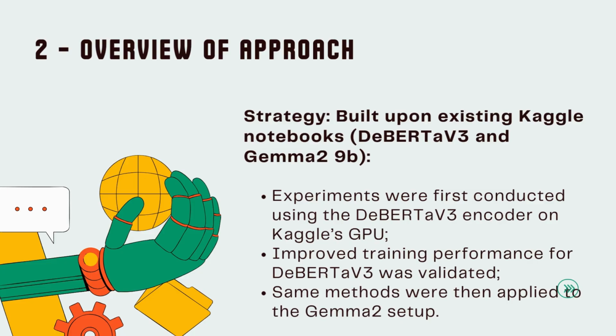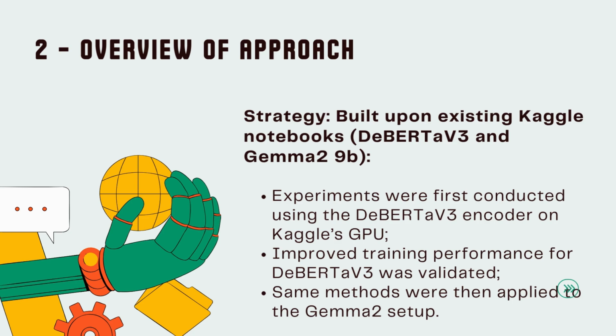Our approach to this problem is building upon existing Kaggle notebook solutions, be it DeBERTa V3 and Gemma 2 9B. This allows us to quickly get up to speed while still engaging with sufficient complexity. Experiments were first conducted using the DeBERTa V3 on Kaggle's GPU. We began with DeBERTa V3 because training Gemma 2 9B was not feasible on Kaggle or the Google Colab free version, as both environments lacked sufficient GPU memory to support the model.